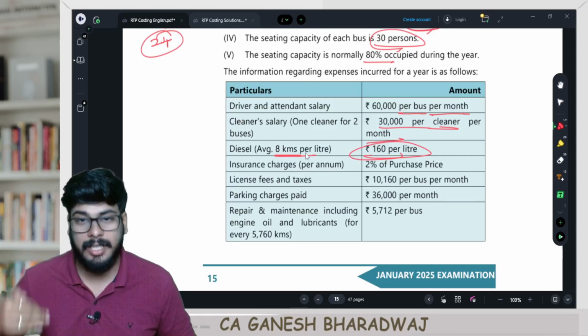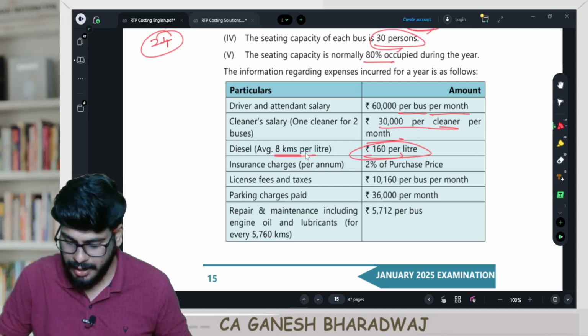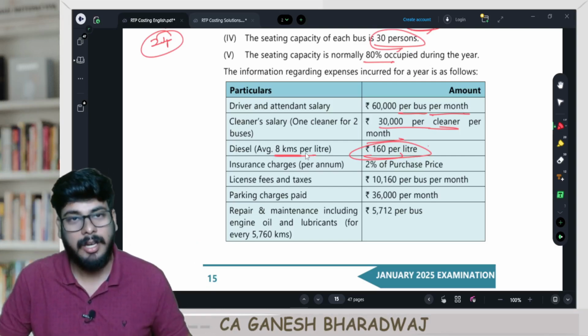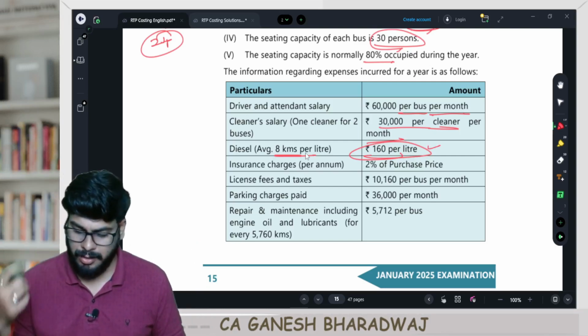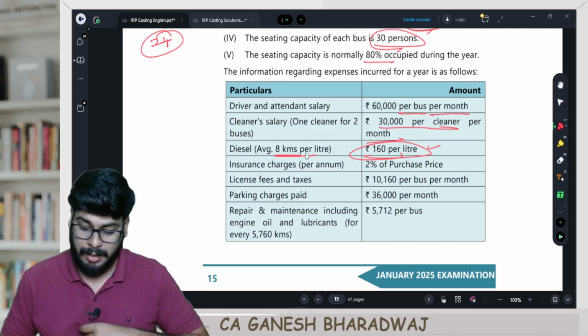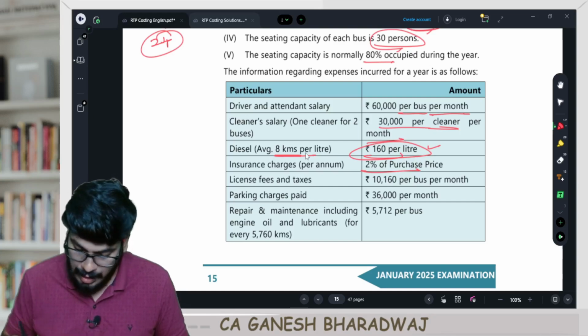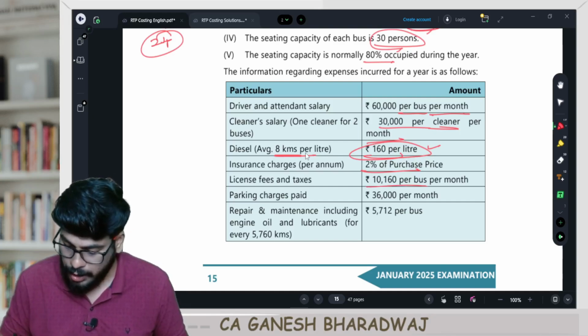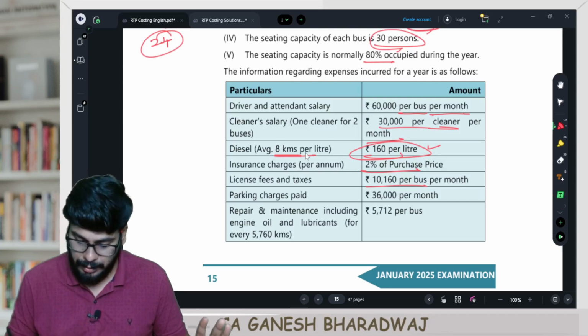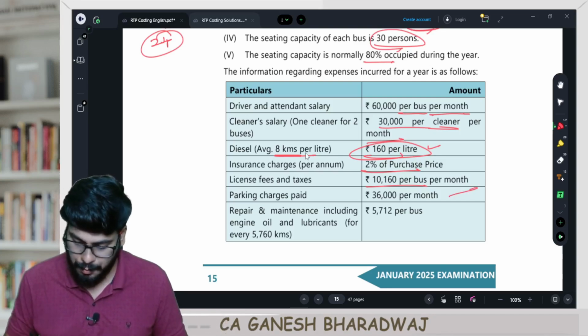Okay, so looks like this is a very futuristic sum. Already the diesel rates are very high, somewhere around 100 rupees. Now it's 160 is what they've given. Next, insurance charges per annum 2% of the purchase price. Perfect. License fees and taxes 10,160 per bus per month. Parking charges paid is 36,000 rupees per month.